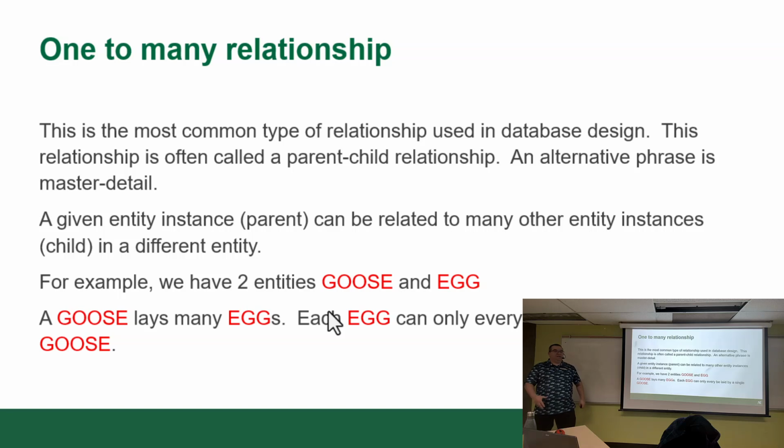For example, we have 2 entities, goose and egg. I used to have a different example, but that one got a little questionable. A goose lays many eggs, but each egg can never come out of more than one goose, right? Goose can sit and pop eggs out, pop, pop, pop, but that egg only ever comes out of one goose. Therefore, it's a one-to-many relationship. One goose, many eggs. Each egg belongs to one goose. So it's many to one.